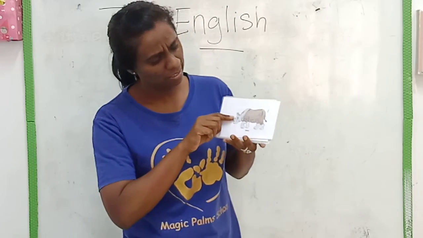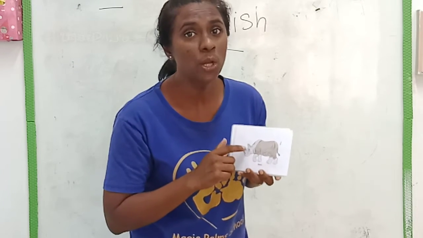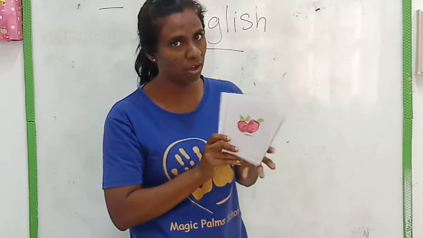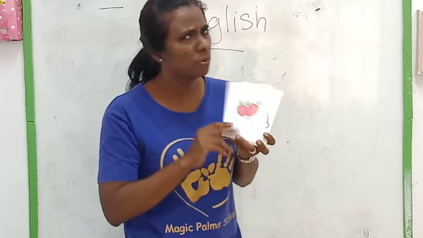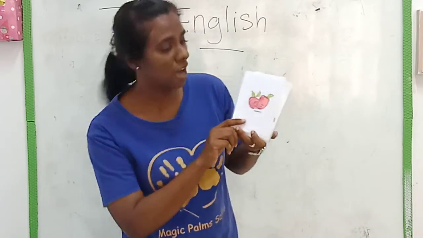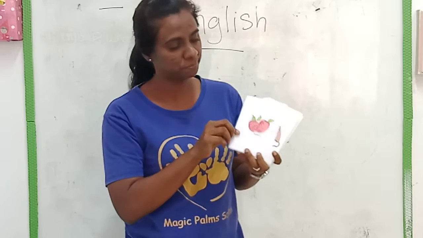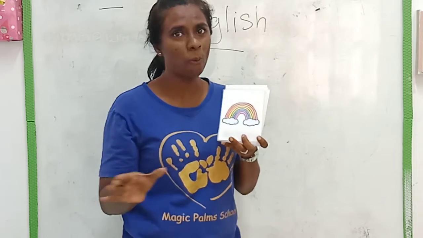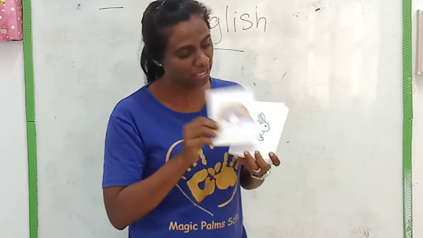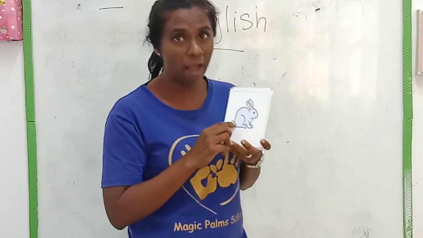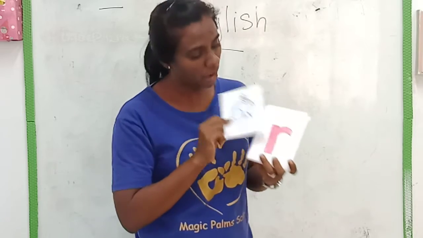What is this? It is a rhinoceros. R, rhino. R, rhino. And this one is R, R. What is that? Strawberry? No! R, R, raspberry. It's a raspberry. And this one, R, R, rainbow. R, R, rainbow. And what is this? R, R, rabbit. R, R, rabbit.